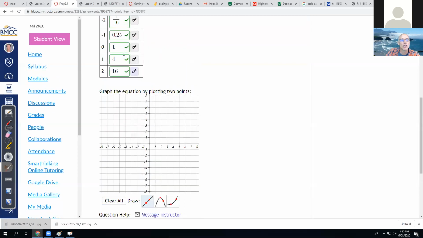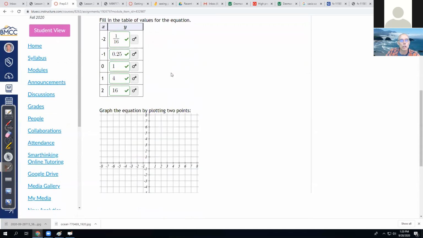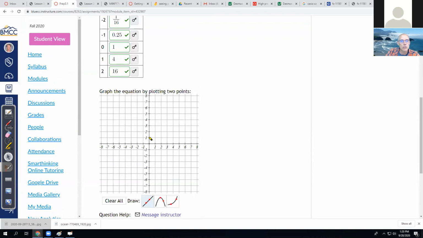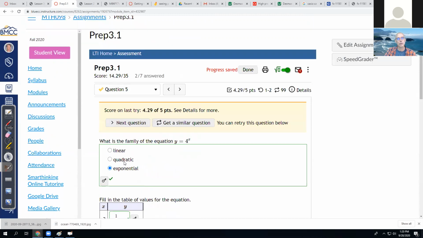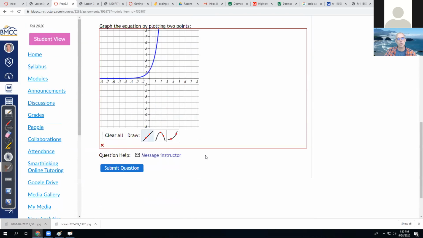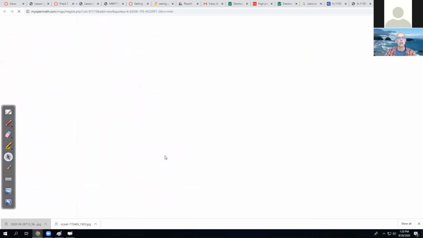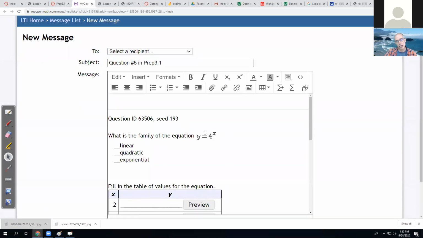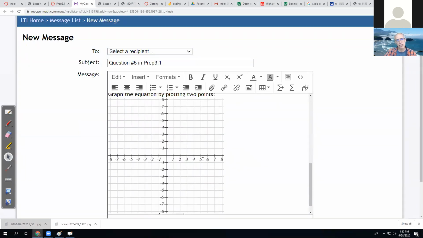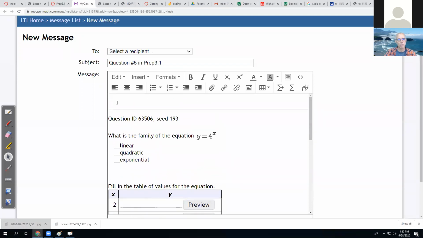So let me see. 0, 1, 1, 4. Yeah, that looks right. 0, 1. Oh, wrong tool. Pick the right tool, Gary. And 1, 4. Submit. Okay, it still says it's wrong, so I'm going to message my instructor and say, hey. Now, when you do this, it tells me exactly what your problem was, and then I get to see a link with everything you typed.